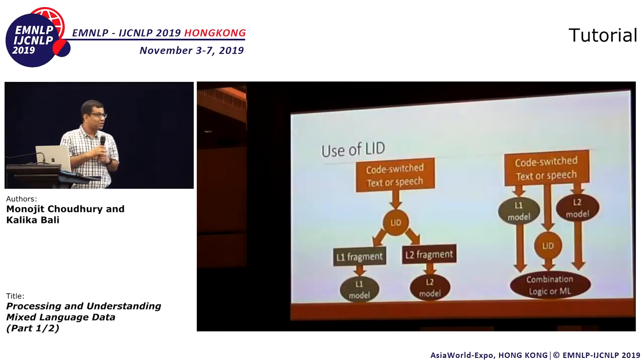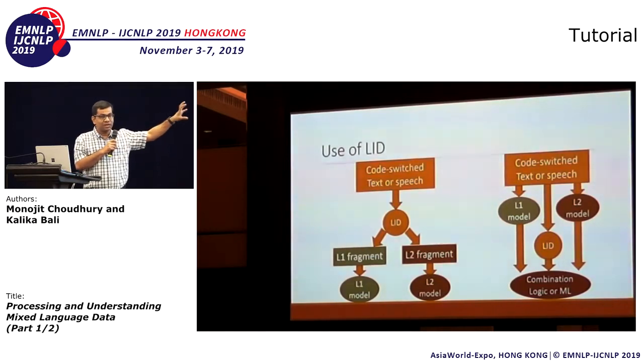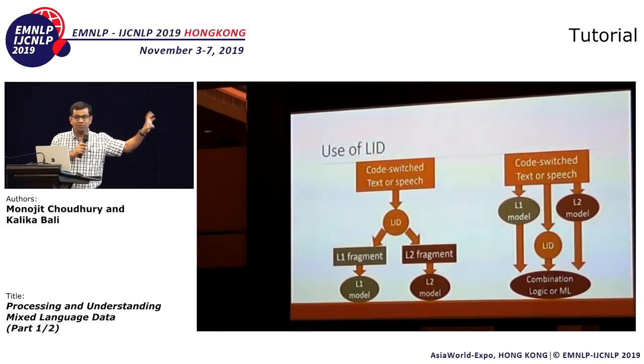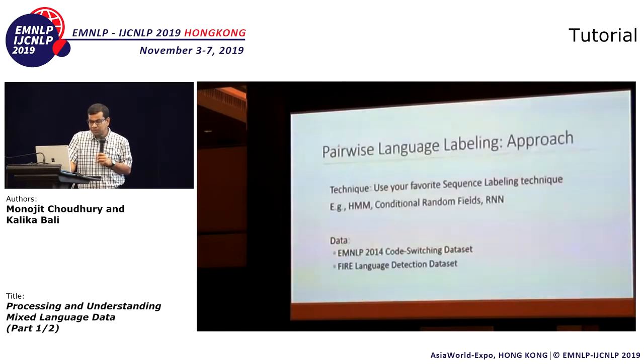Now, referring again to this slide, if you can solve this problem, then you are solving this for the whole pipeline. Then for the remaining part, you build models L1 and L2 for the respective languages, and then you combine them in an intelligent way, however you want. The typical approach is to use your favorite sequence labeling method, like HMM, conditional random field, or recurrent neural network. And to do that, you have some data already available.